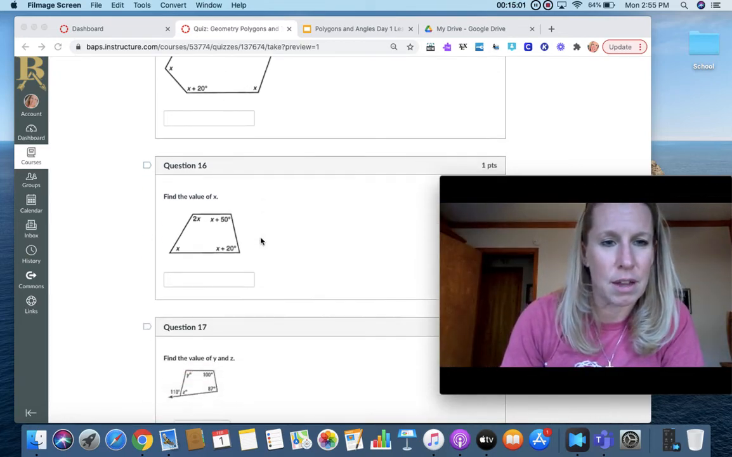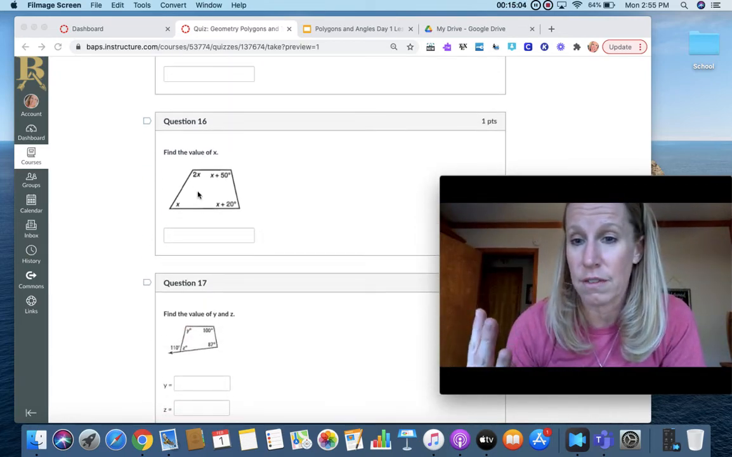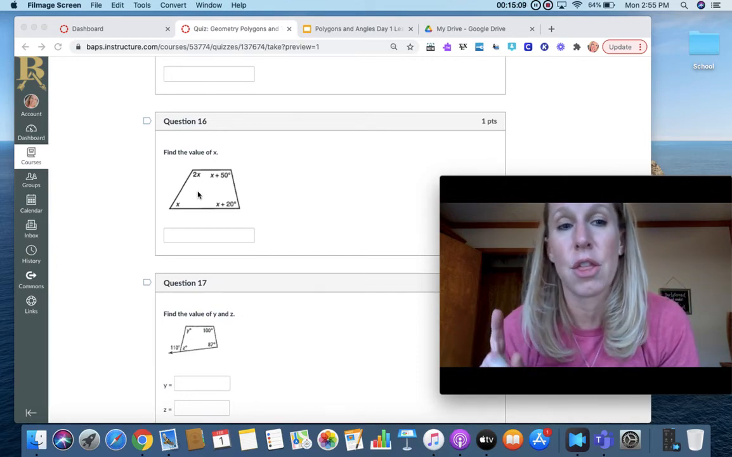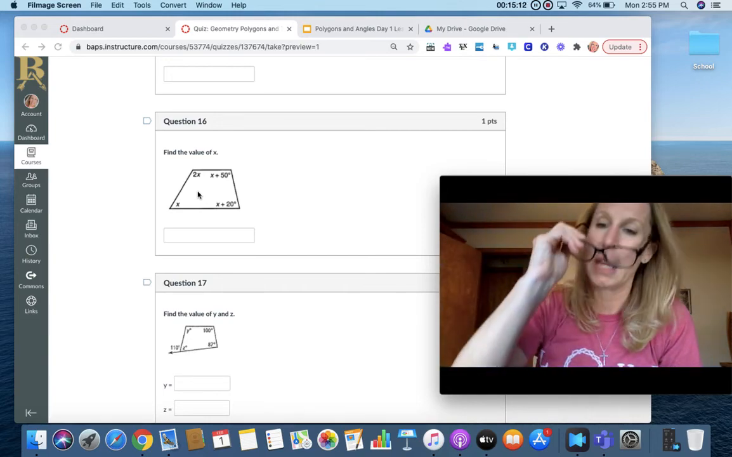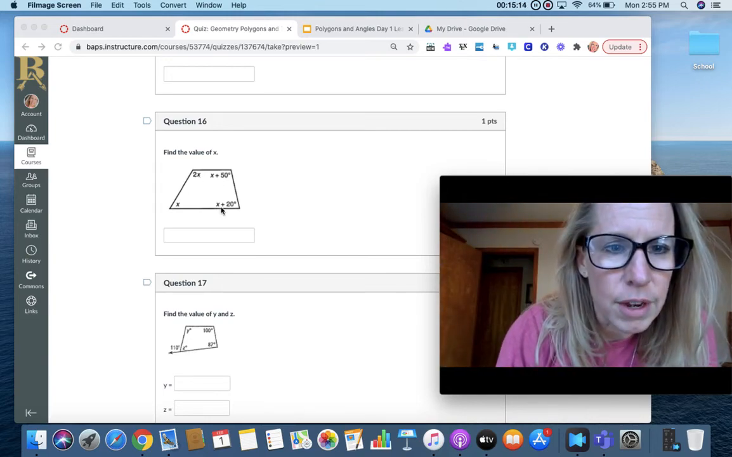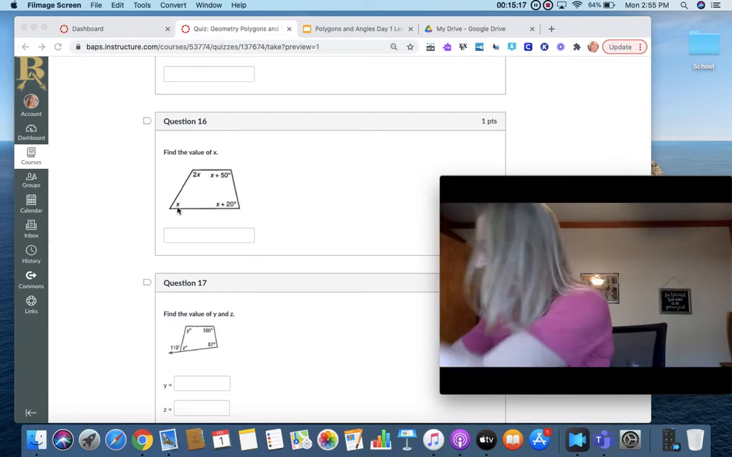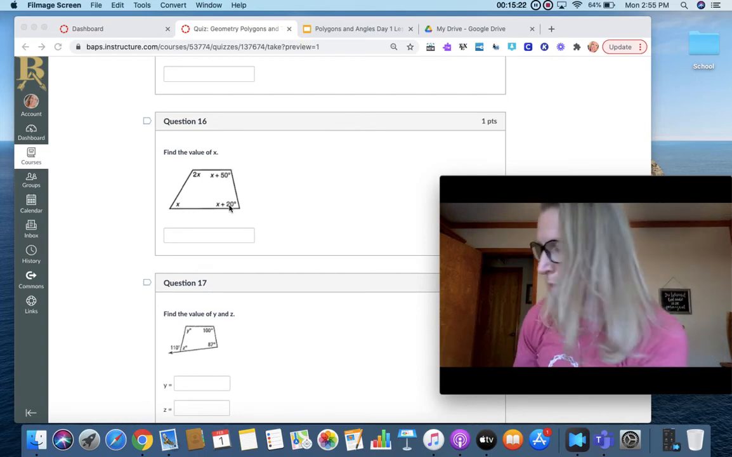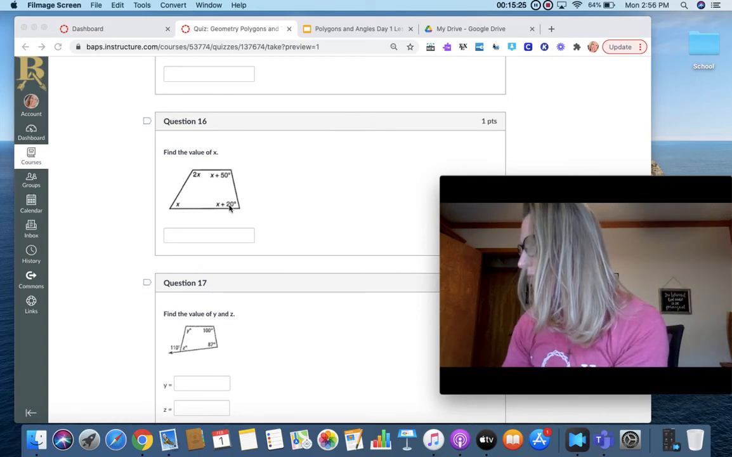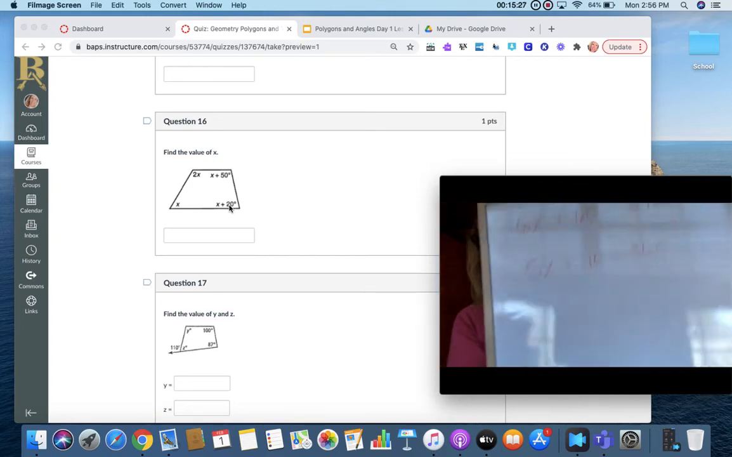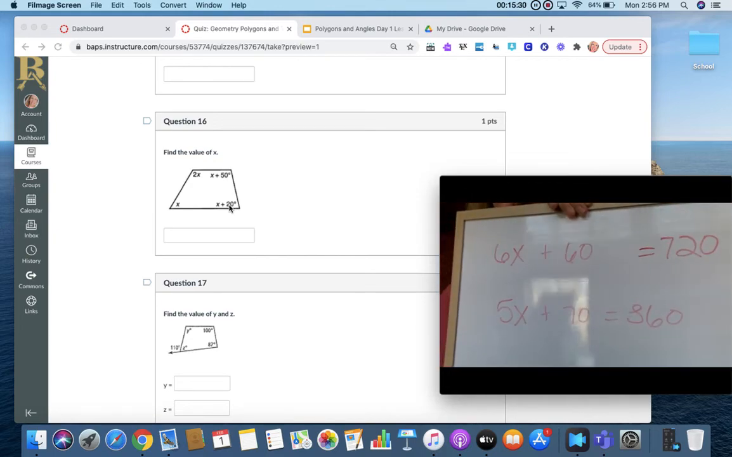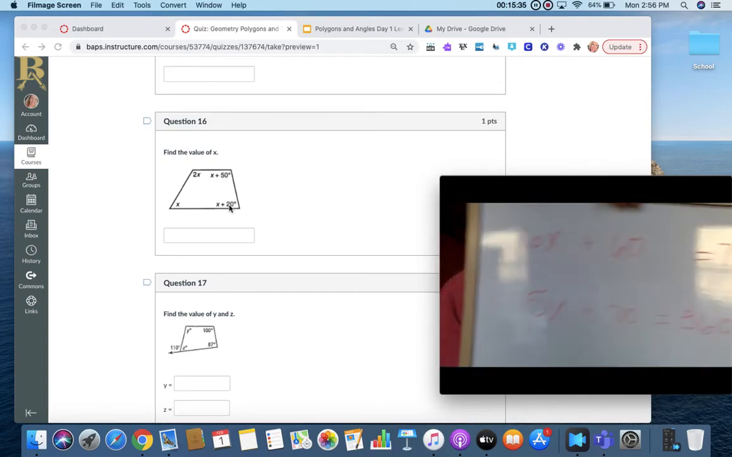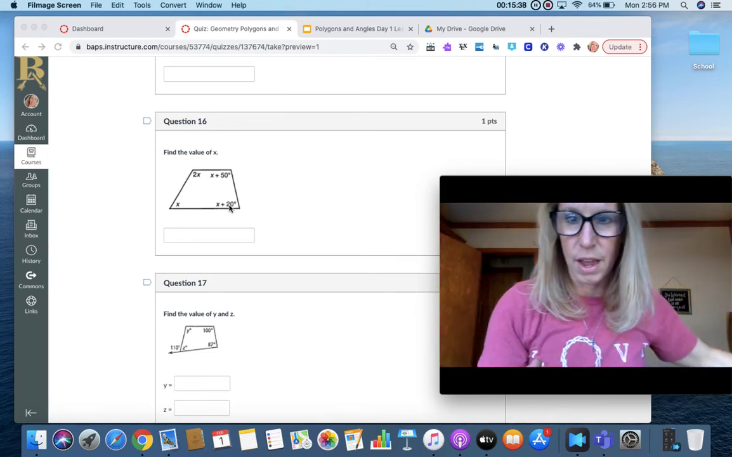So you're going to do the same thing on number 26. This is a four-sided figure. 4 minus 2 is 2. 2 times 180 is 360. So how many x's do we have? We have 2, 3, 4, 5 x's. So 5x, and then 50 and 20 makes 70 equals 360. So 5x plus 70 equals 360. You'll minus the 70 and then divide by 5, okay?